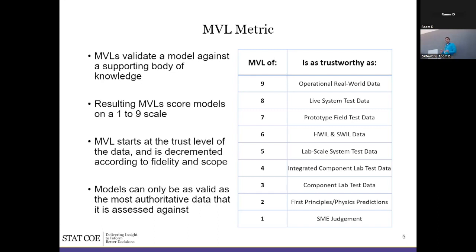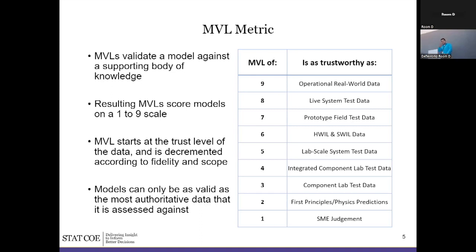Ultimately, some of your forms of information are more trusted than others. As stated before, you can only be as valid as your most trusted data. So we set weights, we set values to the data that we have, and then your model starts at the level of validity of your most trusted data source. From there, we'll look at the other pillars of validation, and we'll decrement from that to show how valid your model is, sorry, not your data.